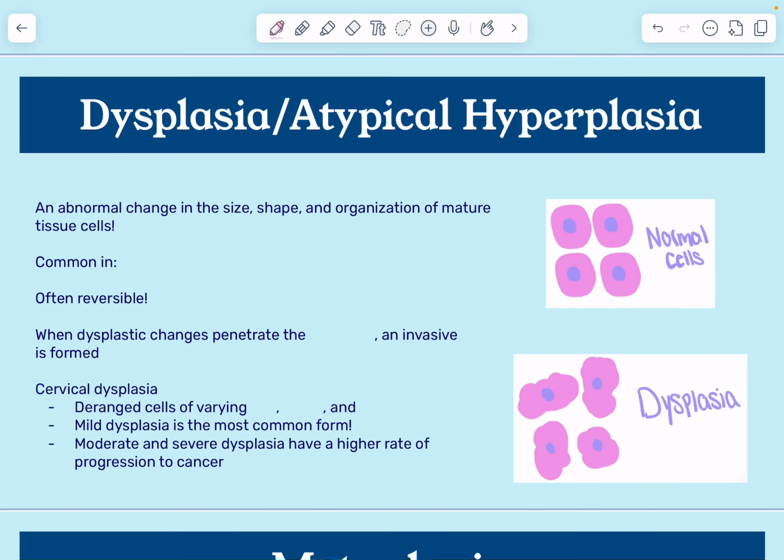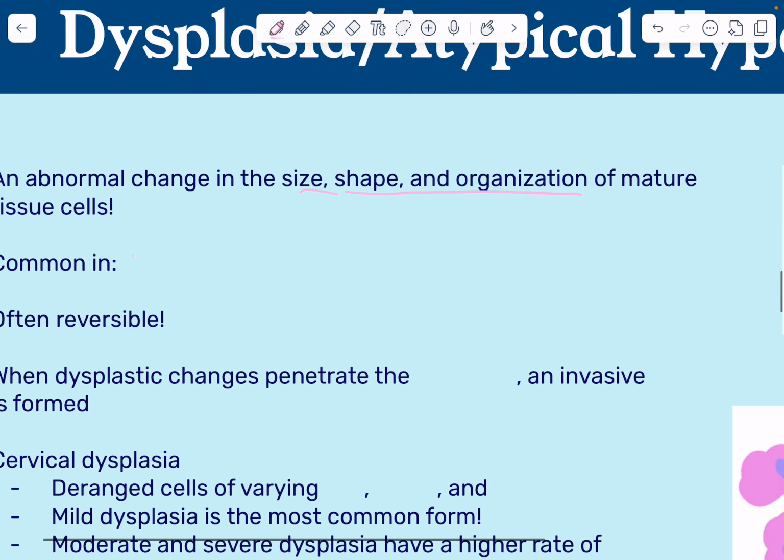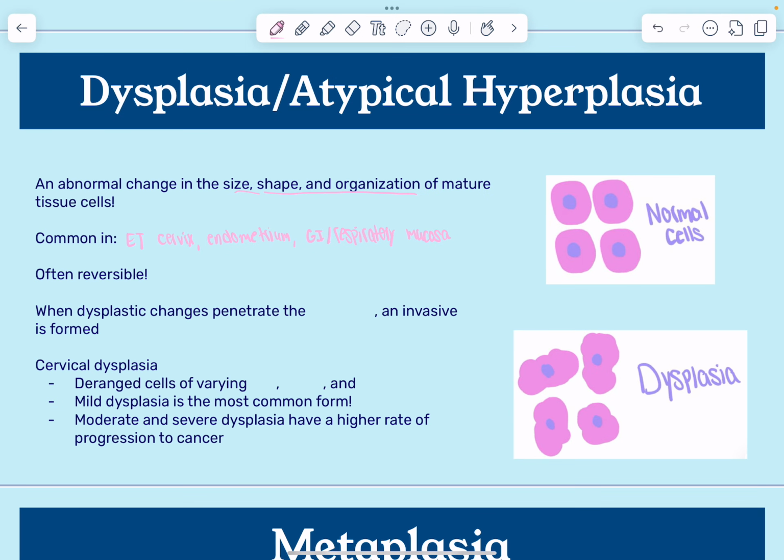The next change I'm going to go through is dysplasia or atypical hyperplasia, and this is an abnormal change in the size, shape, and organization of mature tissue cells. This is very common in the epithelial tissue of the cervix, as well as the endometrium, and the GI or respiratory tract mucosa. A lot of the times this is also reversible. When dysplastic changes penetrate the basal membrane, an invasive neoplasm is formed.